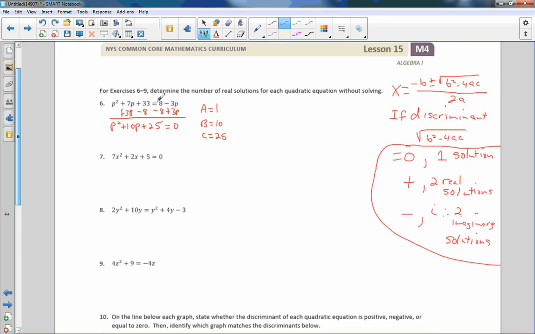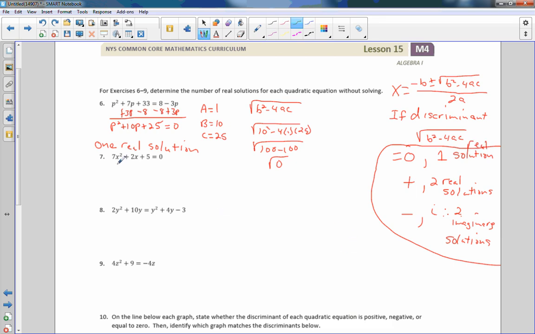So now all I need to do is focus on b squared minus 4ac. So b squared is 10 squared minus 4 times 1 times 25. So that's going to be 100 minus 100, and that's the square root of 0. So 1 real solution. Okay, I didn't say real here, but it is. 1 real solution when it's 0.